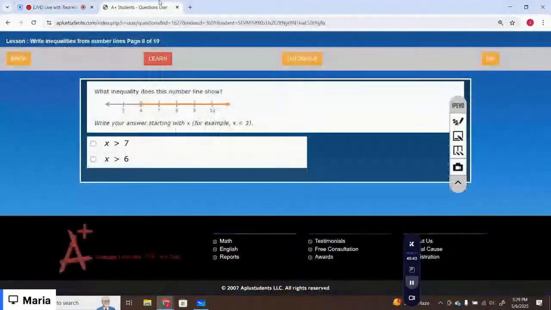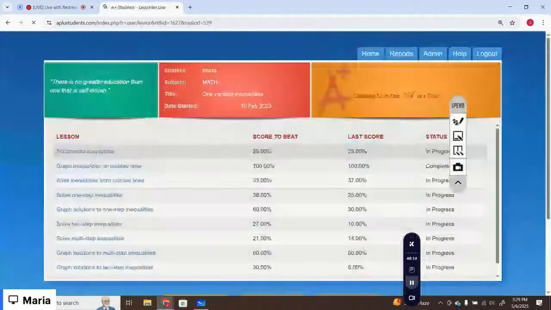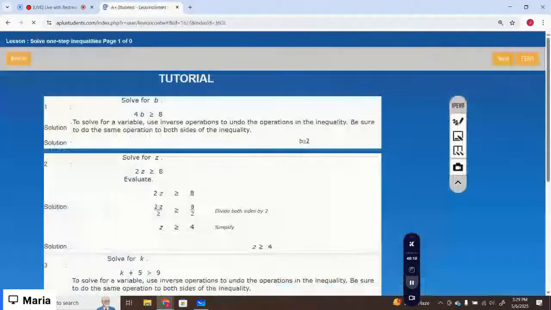What inequality does the number line show? So which is the correct option? X is greater than 6. Option number two is the correct option. Okay, you can complete the lesson by yourself later today. Let me move on to the next lesson. The next lesson is solve one-step inequalities. Let's start with the lesson.